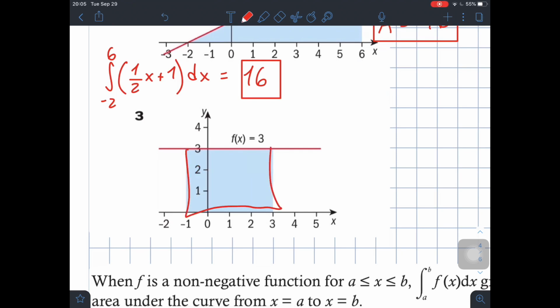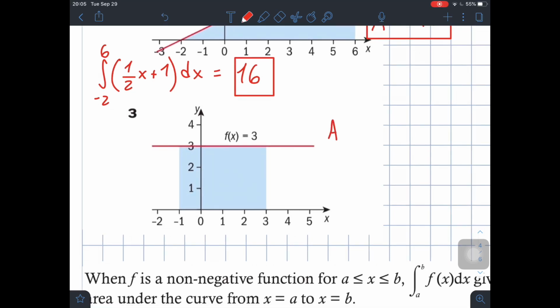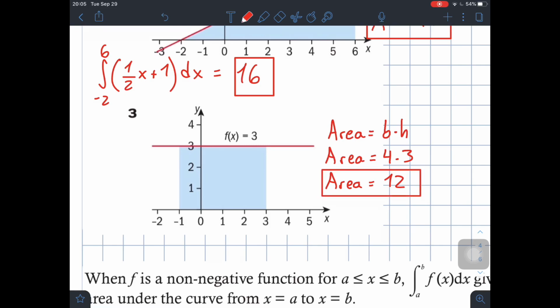Then, for number 3, we want to find this blue area here. You see that this is, what shape is this? This is a rectangle. So we know how to calculate the area of a rectangle, right? The area of a rectangle is basically base times height. So the area would be, the base is 1, 2, 3, 4, and the height is 3, right? From 0 to 3, so 3. So the area of this figure is equal to 12. Okay, so that's how we find it using the geometrical formula.